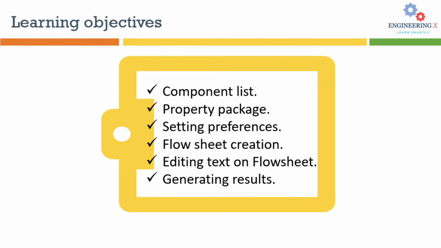In the first tutorial, you will mainly learn how to create a component list in Aspen HYSYS, how you can select a right property package for property estimations, and then you will learn to set different preferences in Aspen HYSYS, for example, different unit sets. Then we will create a flow sheet, and you will learn how to edit the flow sheet in Aspen HYSYS. Ultimately, at the end of this tutorial, we will generate results for our problem.